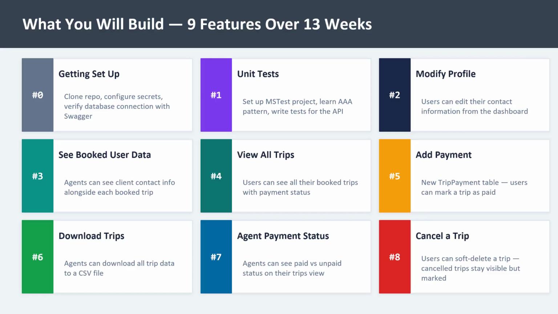Each feature is small enough to complete in 1 or 2 weeks, but contributes to a larger working application. By week 13, MegaTravel is basically fully functional and allows you to test all the way through. That is the goal. And if you get behind, it is also important to note that you can't just skip features. You will need to go back and make sure that you have previous features working, as they often depend on each other.